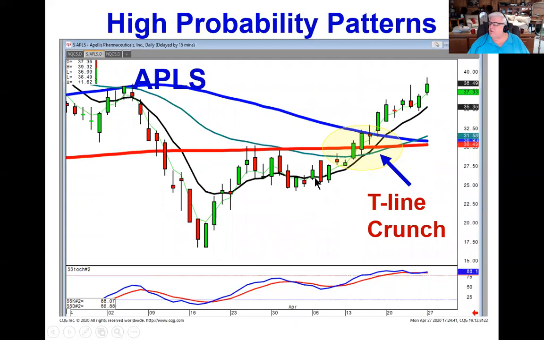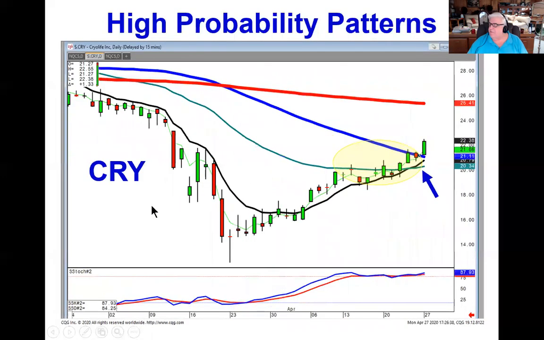This is the T-line crunch. We started recommending APLS, one of the biotechs, as it moved up. Notice the doji sandwich, a very strong bullish confirmation to continue the uptrend, breaking out through the 50. The T-line crunch, notice how they couldn't close below the T-line, and the T-line crunched right up through the resistance level, pushing the price up higher. All you can do with this one is stay long as it stays above the T-line.